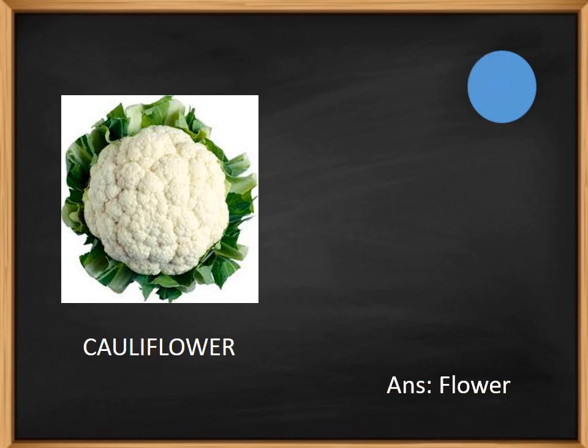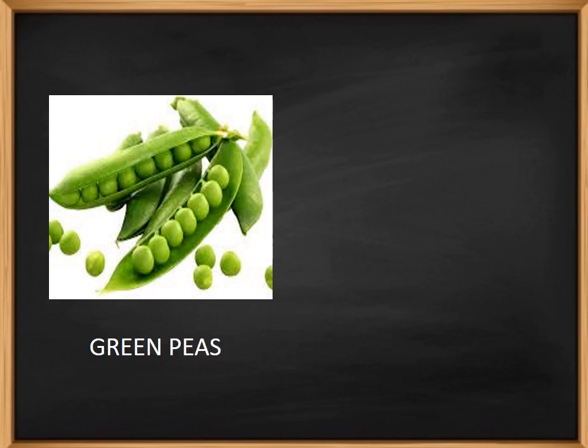The answer is flower. Children, you must have understood that the vegetables and fruits that we eat are actually the extra food containing parts of the plants. So, we get food directly from the plants. And the last one is green peas. And your time starts now. Which part of a plant is it? Yes, the answer is seeds.